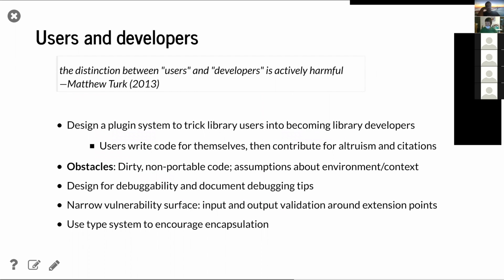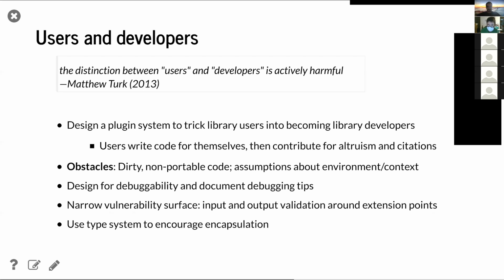Now, this quote from Matt Turk, he says the distinction between users and developers is actively harmful. And I read that many years ago and was like, this is a perfect way of saying this. And so we can design our platforms such that we trick library users into becoming developers. And what I think is interesting about this is we can do it to some extent in a technical way by creating things like plugin systems, by making it easy for users who are reasonably comfortable with the library but not experts to be able to contribute things that are really useful to other people. And so this is a software architecture question.